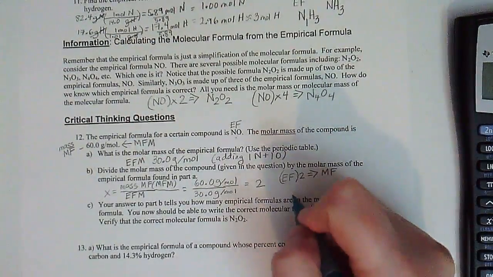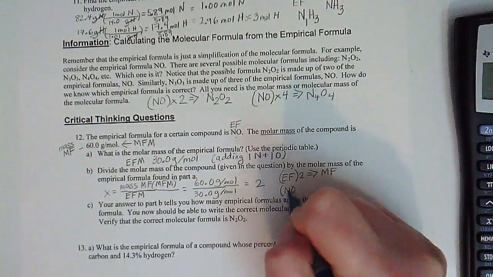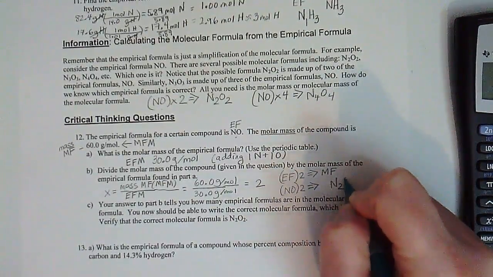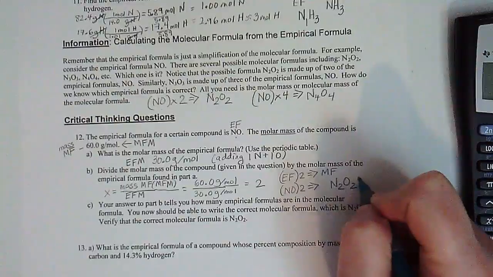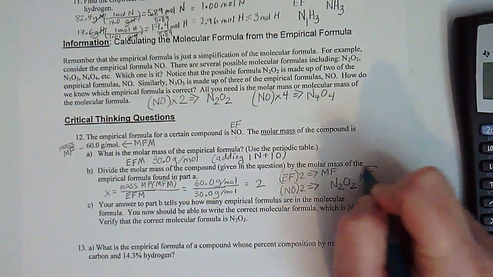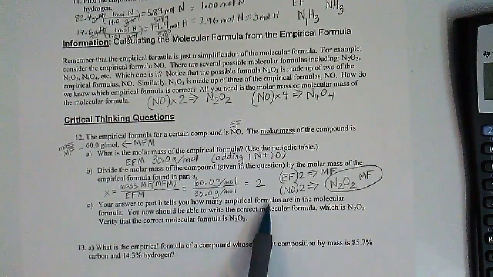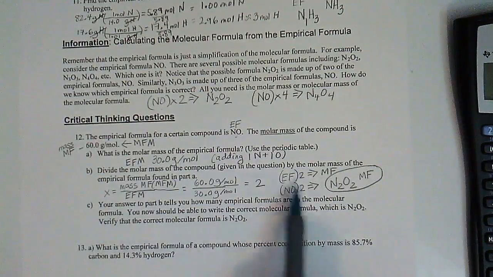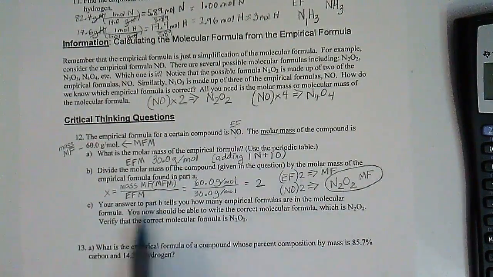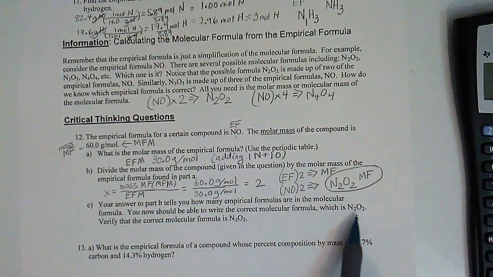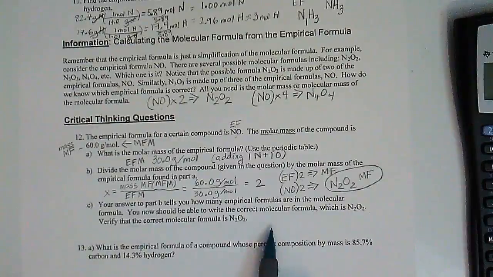So my empirical formula was NO. I'm going to multiply it by 2, so I get N2O2. So this is my molecular formula. Your answer to part B tells you how many empirical formulas are in the molecular formula. Basically, it's telling us how many times we have to multiply. You should be able to write the correct molecular formula, which is N2O2. So we just did that.